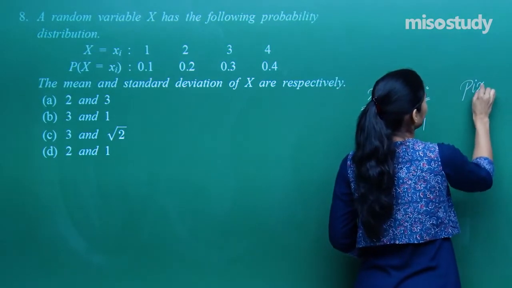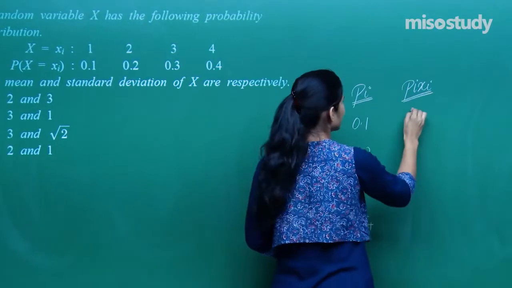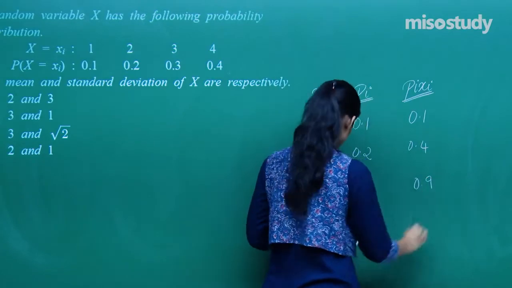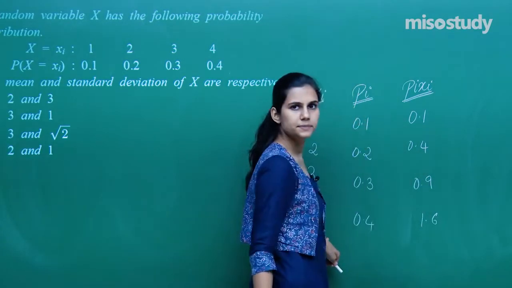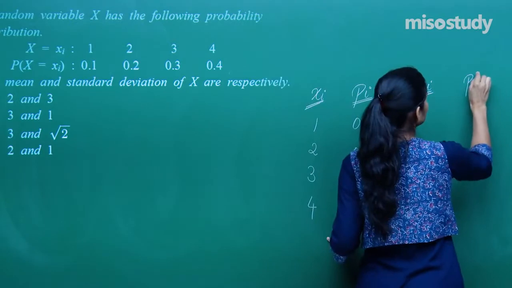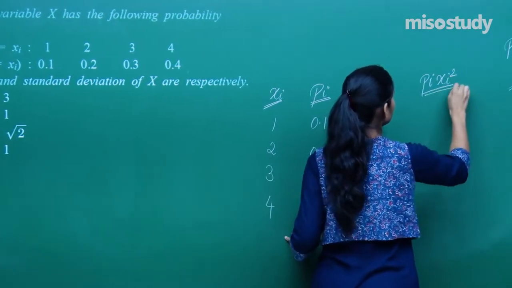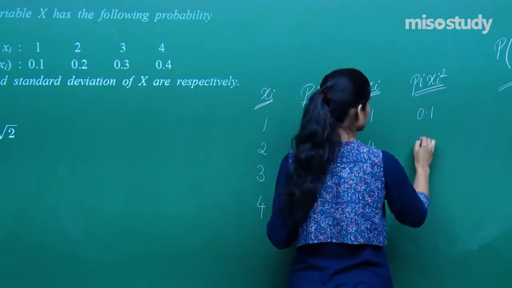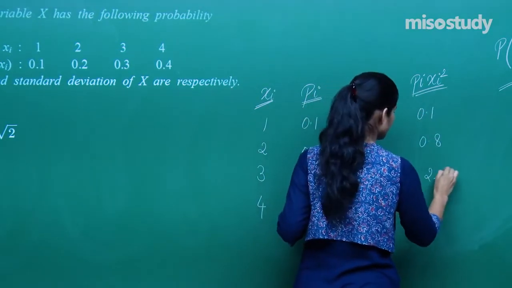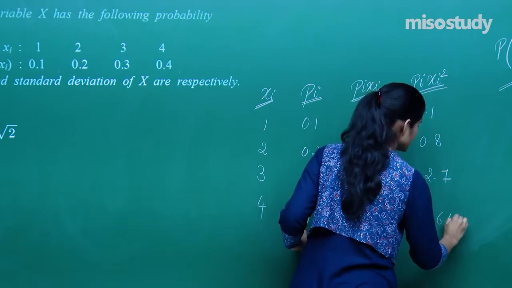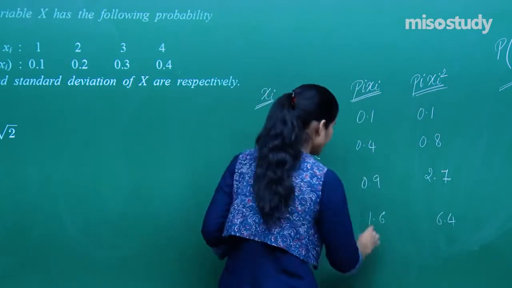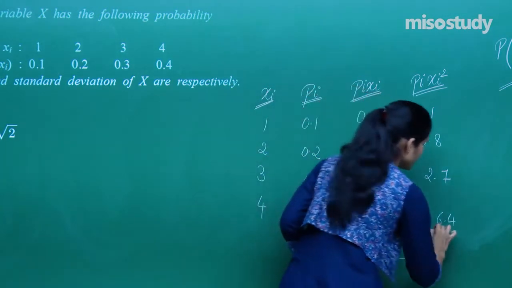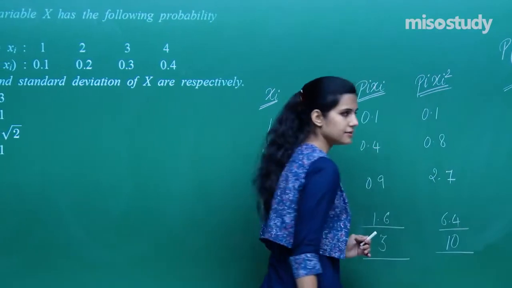What do we do? We compute pi xi. This becomes 0.1, this becomes 0.4, this becomes 0.9 and this becomes 1.6. Then you compute pi xi square, right? And that gives you 0.1, then 0.8, then 2.7, and then 6.4. When you add this, what you get is 3, and when you add this, what you get is 10.